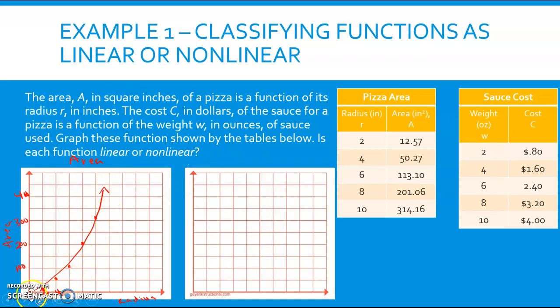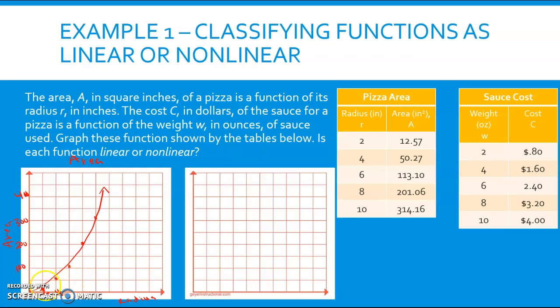So I have a point at 0, 0, because if we had a 0 radius, we'd have a 0 area. And then I kind of missed my point down here at 2, 12.57. And then here's where I placed my 4, 50.27, my 6, 113.10, my 8, 201.06, and my 10, 314.16. So that's how I came up with those points. They just came directly off the table.